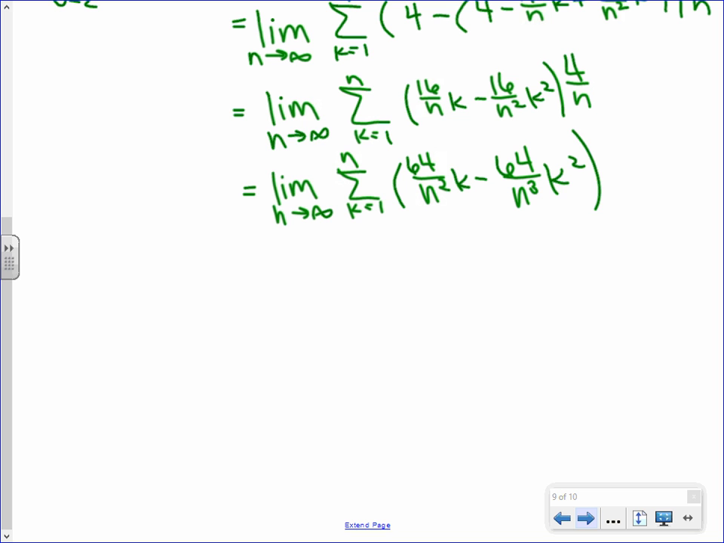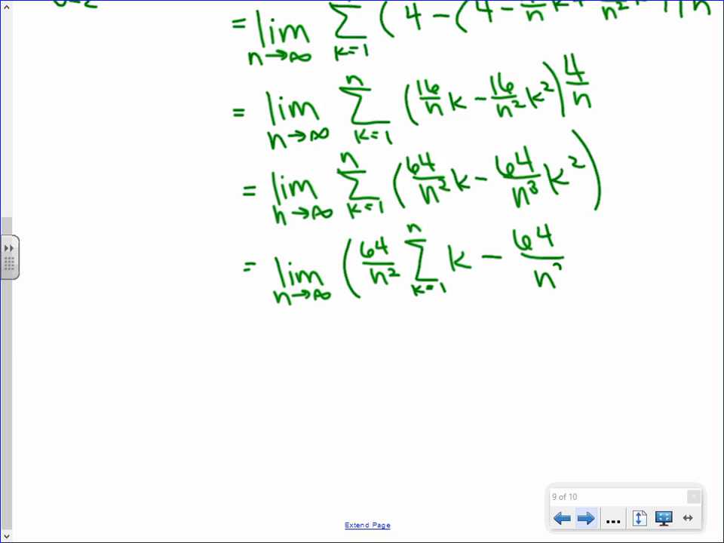All right? What I'm going to do is break this up. I'm going to take 64 over n squared out of the summation, and we're going to sum up k. Minus, I'm going to take 64 over n cubed out of the summation so that we can sum up k squared. Okay, so I broke it up into 2 summations. I moved anything without a k to the outside because technically they're constants.